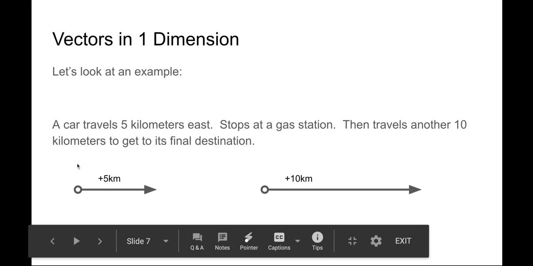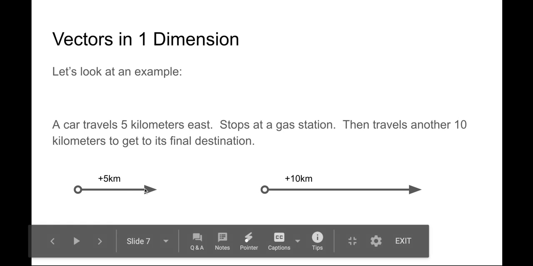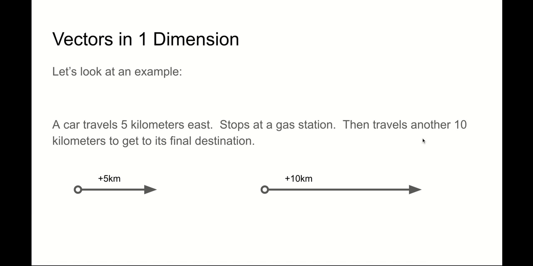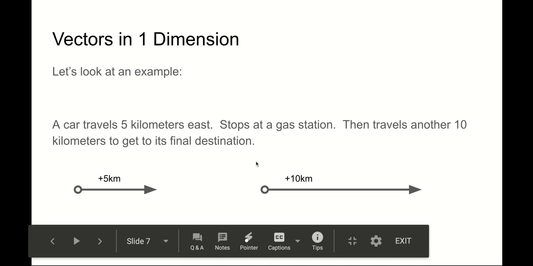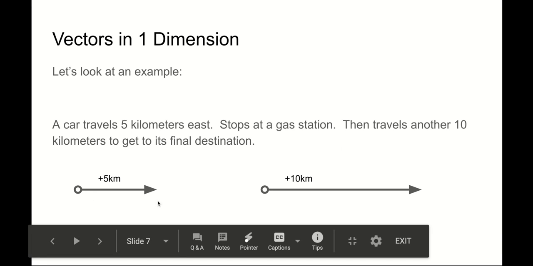Let's say a car travels 5 kilometers east. So here is our magnitude, 5 kilometers, and our direction, east. We'll also call that a positive 5 kilometers. This car is going to stop at a gas station, then travel another 10 kilometers to get to its final destination. We want to know what the displacement of this car is. Again, we can use arrows to represent both direction and magnitude.